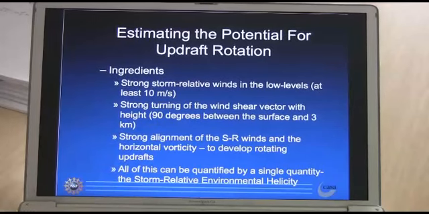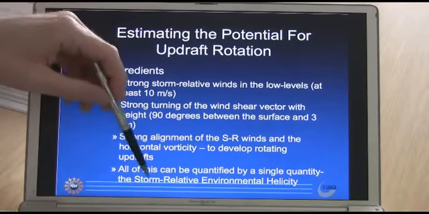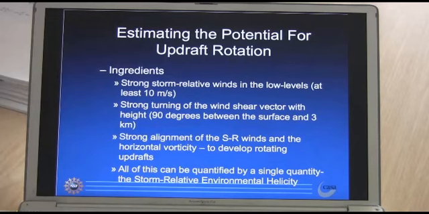So those three things, it turns out, can be quantified in a single quantity called the storm relative environmental helicity, or SREH for short. We oftentimes just abbreviate it SREH. Storm relative environmental helicity.